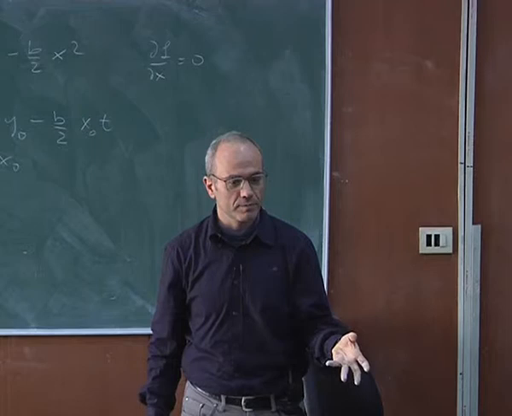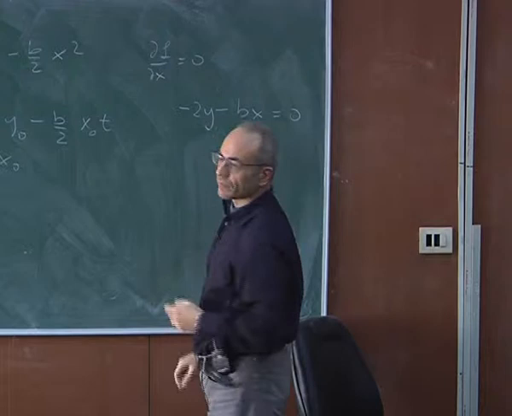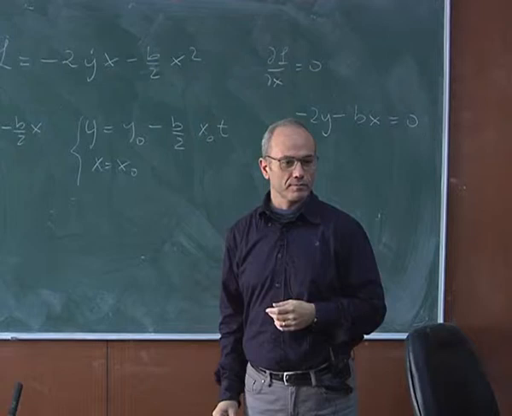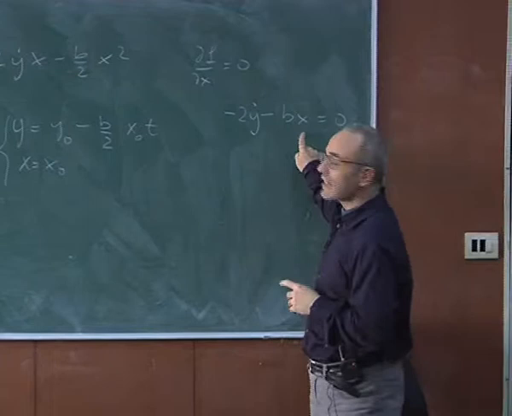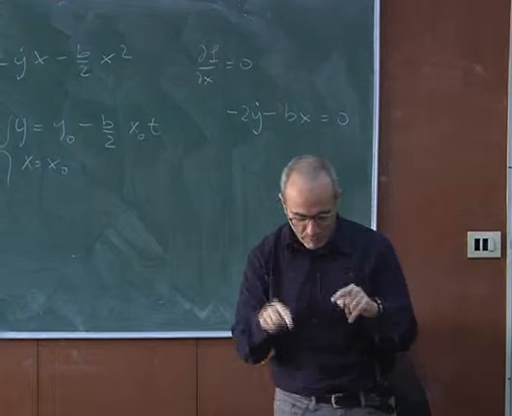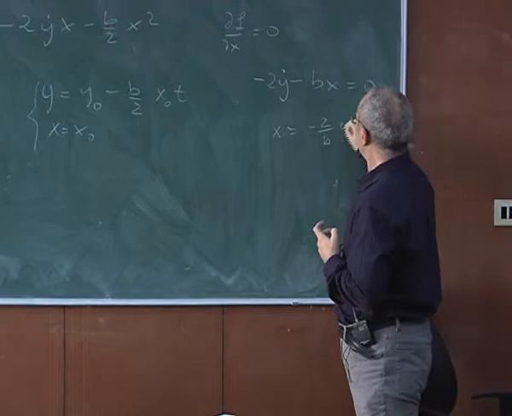And now, this one will give you minus 2y dot minus bx equal to 0. Okay, I had to slow down. Minus 2y dot minus bx equal to 0. Good. Now, as I said, any Lagrange multiplier of the first kind can be integrated out. Yes, because this one is an algebraic equation for x. So x becomes minus 2 divided by b, y dot.